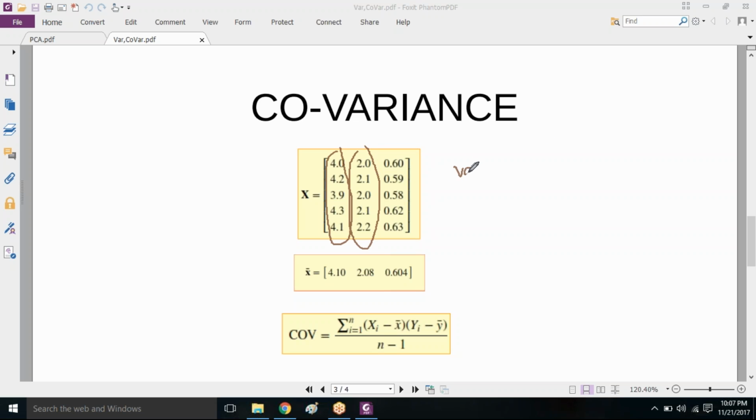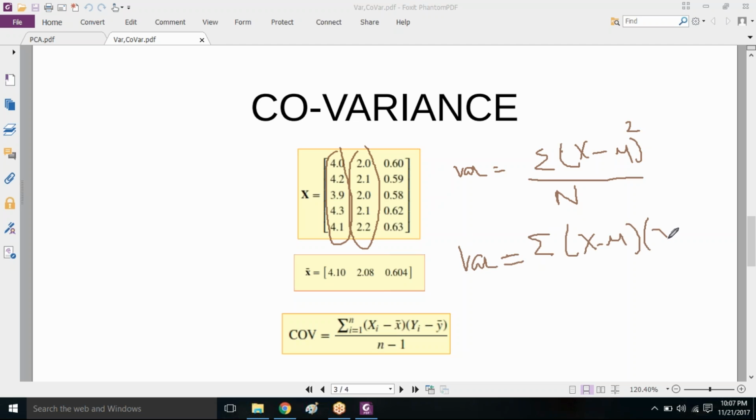So the formula of variance, if you see, was this. I can also write something like this. This is a squared thing. I can write this as a minus b whole square, equal to a minus b into a minus b. So I have expanded it.